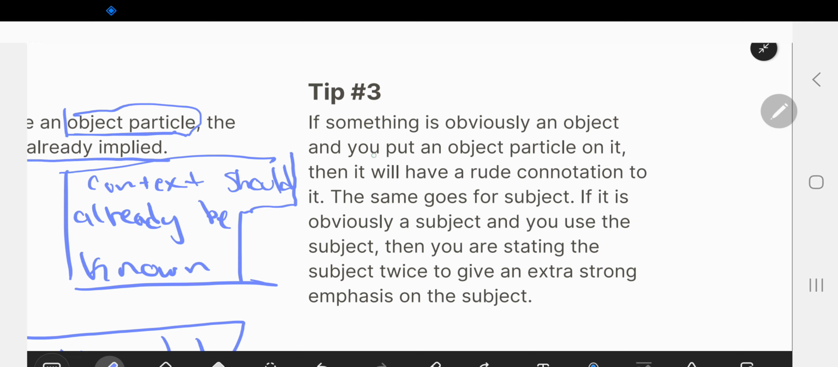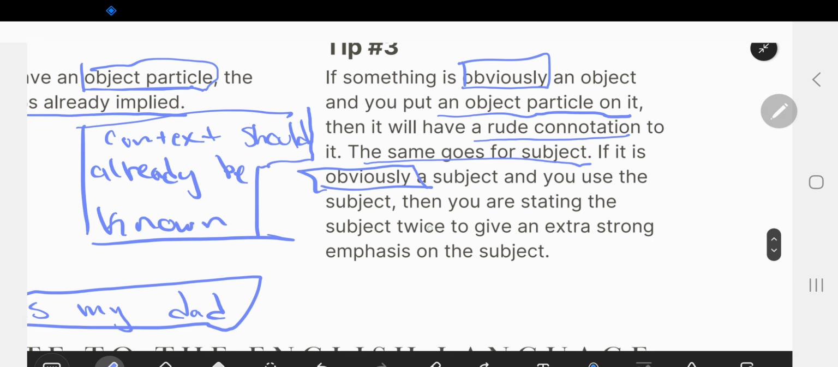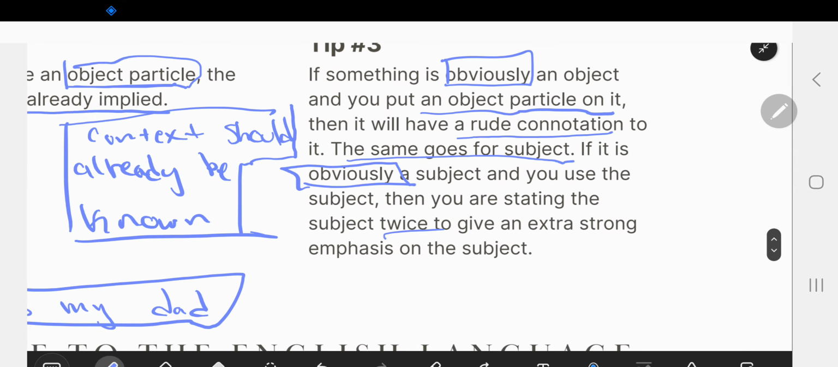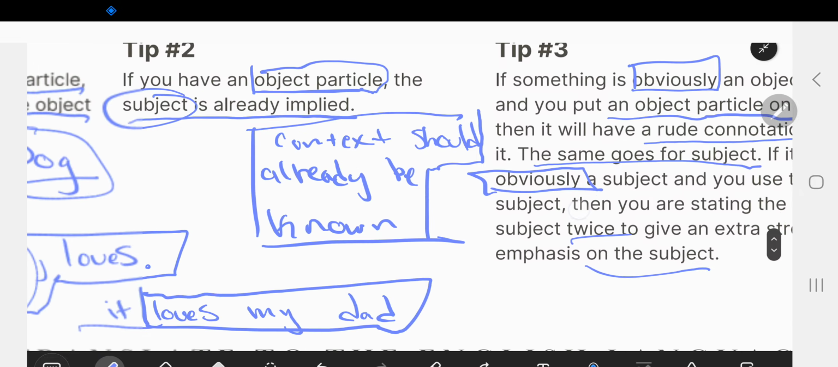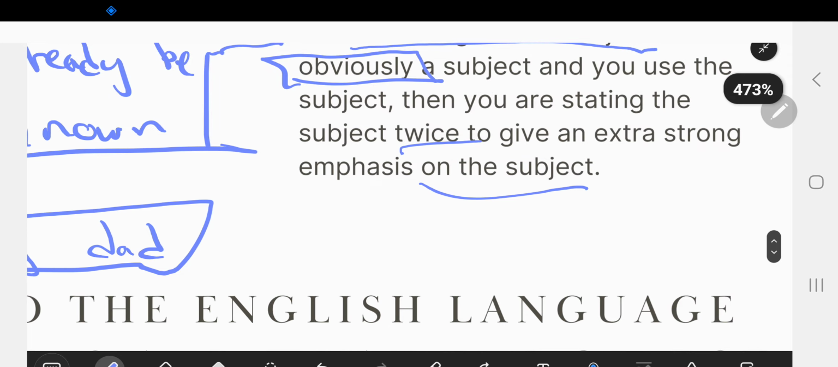Now, if something is obviously an object and you put an object particle on it, then it will sometimes have a rude connotation. The same goes for the subject. If it is obviously a subject, so keyword, obviously, and you are stating the subject twice to give an extra strong emphasis on the subject. Now remember, when it is short, that's when the meaning becomes stronger. But when you make long sentences with conjunctions, the rudeness and the strong emphasis on the topic goes away. So I'll tell you what I mean in a little bit.